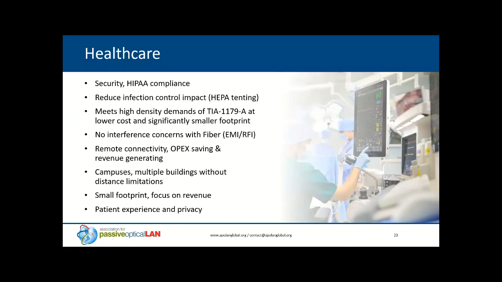And then, alluding to that, the campus setting, most of our hospitals now are campus. With passive optical LAN, as Chad mentioned previously, you've got distance limitations that are no longer a factor for us, especially when you're talking about 12-mile runs potentially. You're covering that complete campus, all multiple buildings, without seeing it.